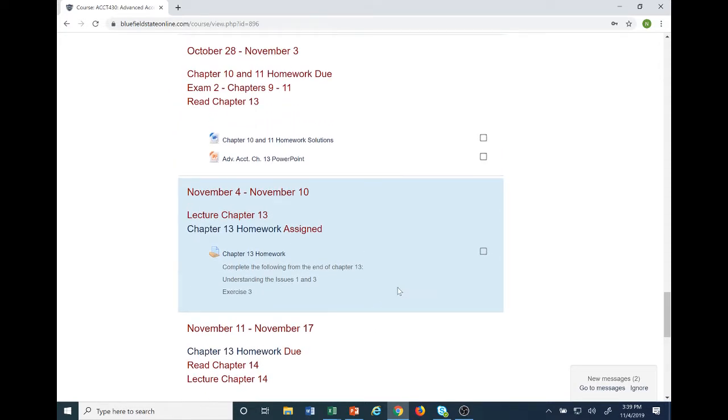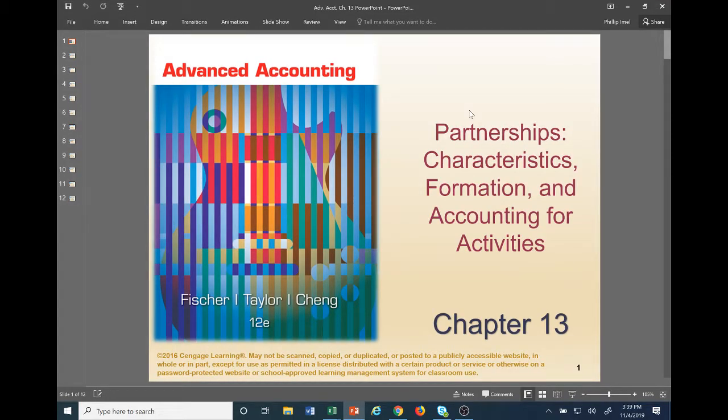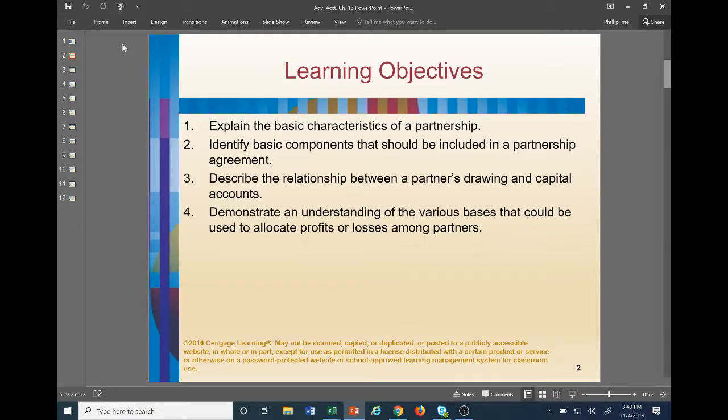So let's go ahead and get into Chapter 13: partnerships, characteristics, formation, and accounting for activities. What are some of the learning objectives of this chapter? We're going to explain the basic characteristics of a partnership, identify basic components that should be included in a partnership agreement, describe the relationship between a partner's drawing and capital accounts, and demonstrate an understanding of the various bases that could be used to allocate profits or losses among partners.